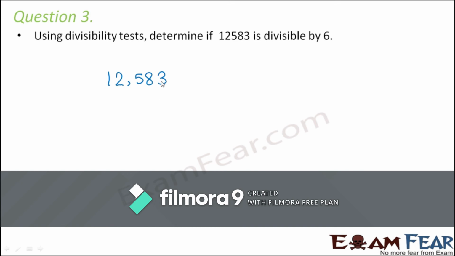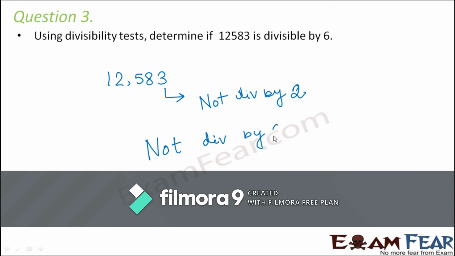In order to be divisible by 2, the units place digit has to be 0, 2, 4, 6 or 8, which is not true in this case. Therefore this number is not divisible by 2. Since this number is not divisible by 2, there is no point checking its divisibility by 3, because in order to be divisible by 6, it has to be divisible by both 2 and 3.